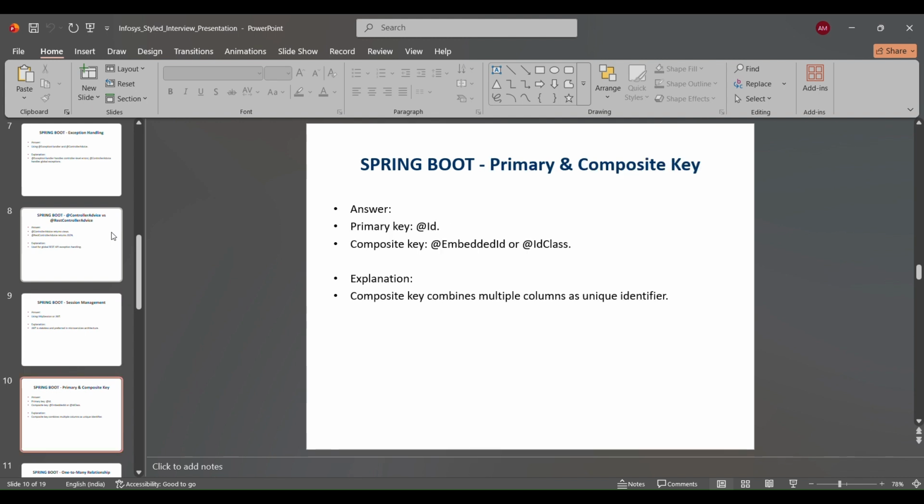The next question is, what is the primary key and composite key? Primary key is an ID and composite key is an EmbeddedId or IdClass. Composite key combines multiple columns as a unique identifier.